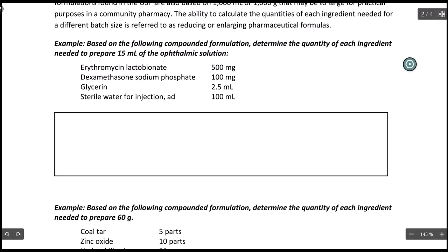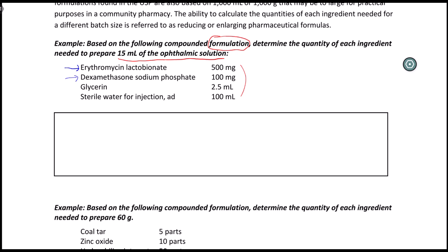So let's look at this. It says, based on the following compounded formulation, which is again just being looked at as a recipe, determine the quantity of each ingredient that we would need to prepare 15 mLs of the ophthalmic solution. So this is a formula for an ophthalmic solution. Let's look at each one of these. We have erythromycin. This is the API, the active pharmaceutical ingredient. It's the drug. We have another drug, which is dextromethorphan. So this is something for a steroid for inflammation, typically. The erythromycin is our antibiotic.